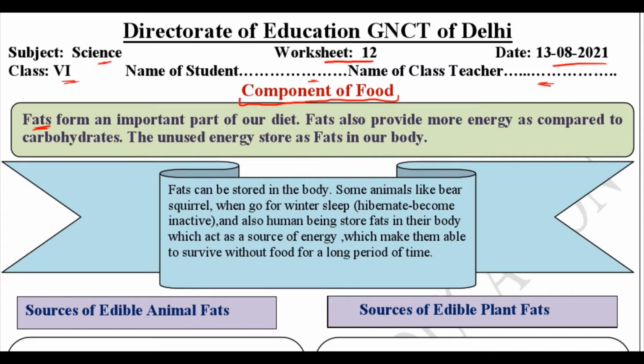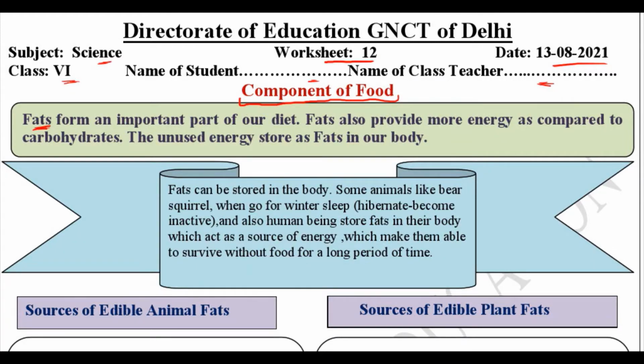So what you see here is fats form an important part of our diet. They are a very important part of our diet and they can even provide more energy than carbohydrates. And you know, the unused energy which comes from the components is stored as what? Fats, in the form of fats in our body. Okay. Now what's written here is fats can be stored in the body.